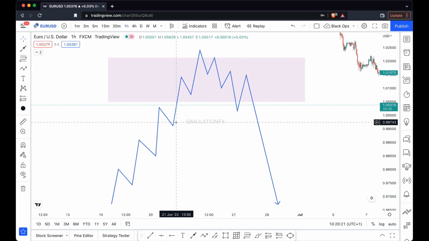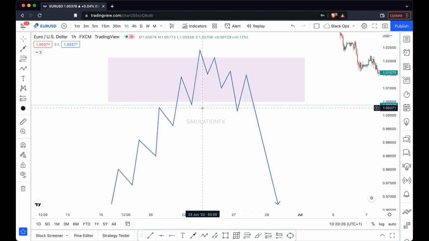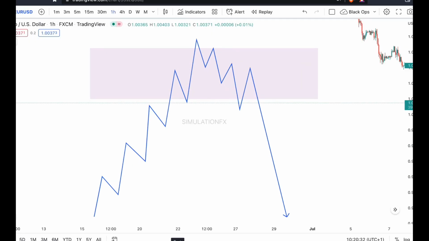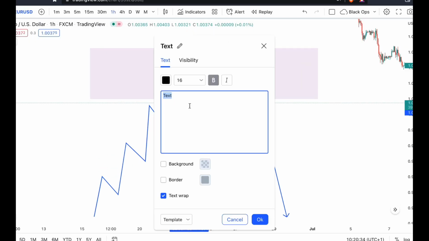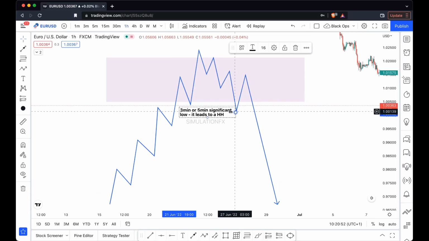The key thing here is we want to denominate a low, and a low that has to be significant. So let's say this one over here. It doesn't have to be outside the POI, it can be inside as well. But the key thing about this low here is it has to be a 3-minute or 5-minute significant low. And what makes it significant is it leads to a higher high. And that's what has to happen.